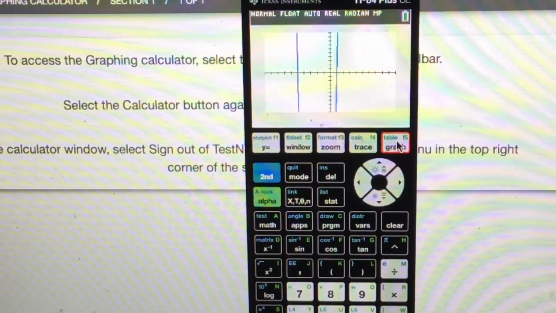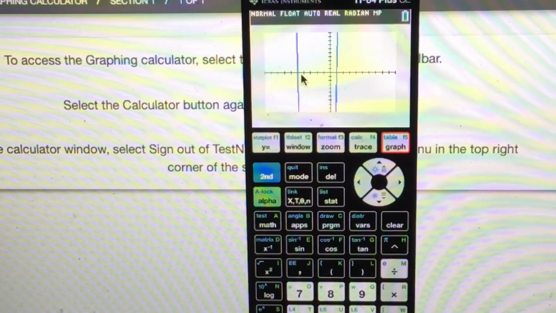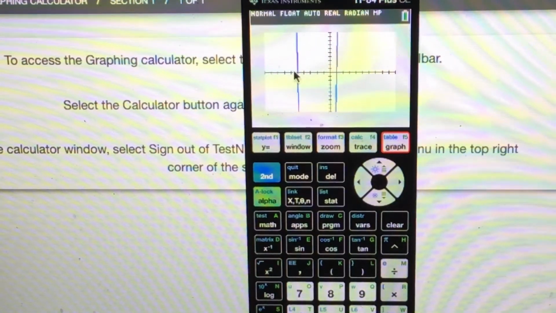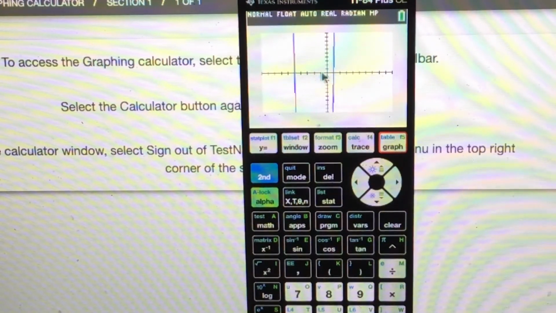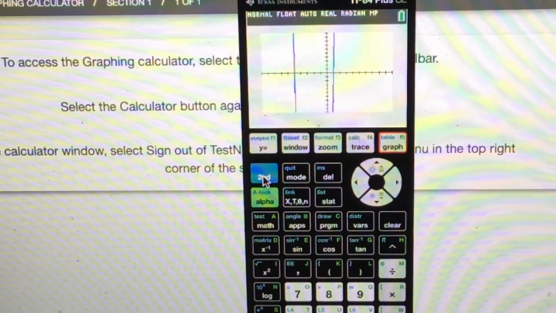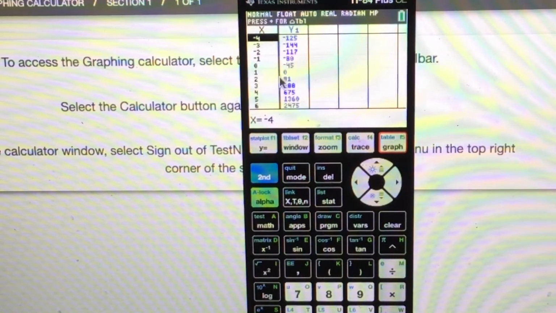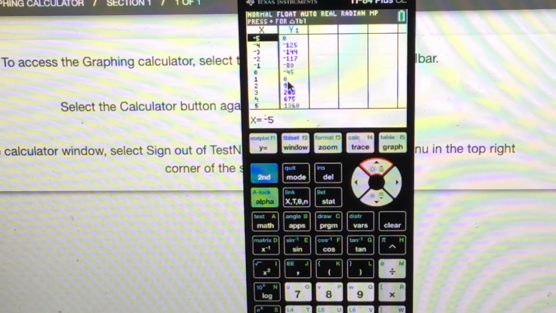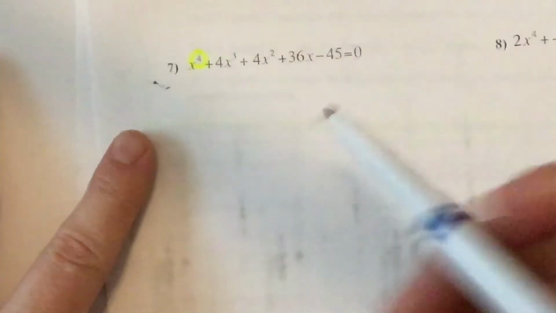Graph. Okay, I can only see 2. So it looks like we have 2 real answers, so the other 2 must be imaginary. So this looks like 1, 2, 3, 4. It looks like a negative 5, and that looks like 1. So let's see, second graph. And negative 5, let's see if it's an answer. Yep, negative 5's an answer because there's a 0 in the y column. And 1's an answer because there's a 0 in the y column. So negative 5 and positive 1 are both answers.